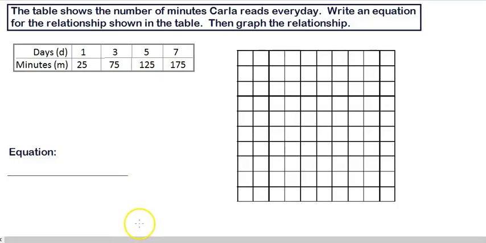The days obviously represent all the days that Carla's reading, and how many minutes altogether total for that amount of days she has read. So to create the equation from this, we really want to just look at the first terms here. The first term in the days row and the first term in the minutes row, and analyze the relationship between those two numbers. It's pretty easy when they give you the unit rate of the relationship.